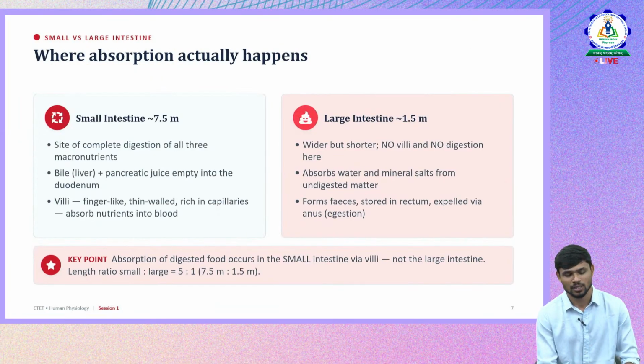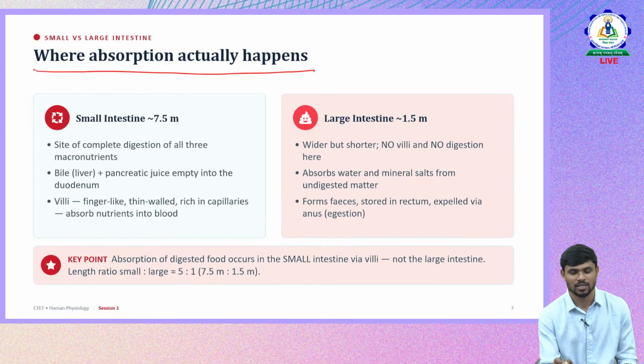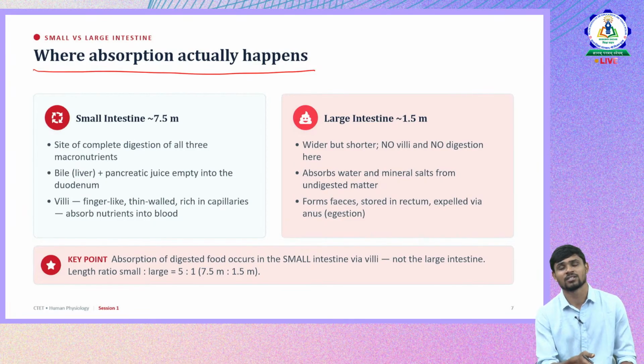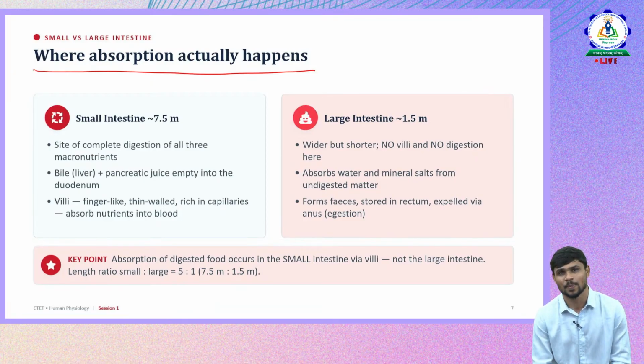Next we'll move to absorption, where absorption actually happens. So digestion happened, then digestion is completed in the small intestine. I said just now that digestion is not complete in the stomach, so it will be completed in the small intestine. A lot of secretions are released into the small intestine, where the complete digestion of food takes place. All the components of food, that is carbohydrate, protein and fats, will be completely digested only in the small intestine.